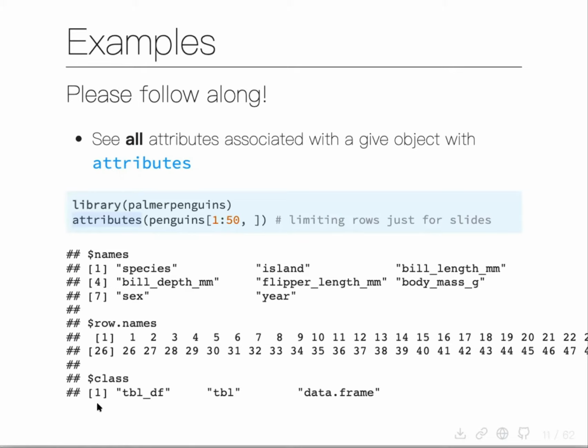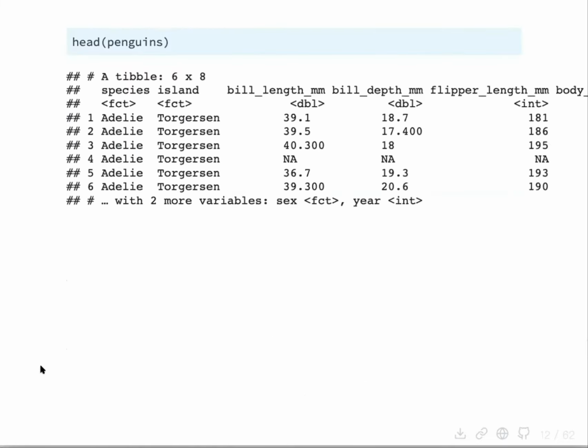And essentially, if you don't have tibble installed on your computer, then it's going to act and be a regular data frame. Otherwise, it'll act like a tibble, okay? So these are the attributes of this data frame.